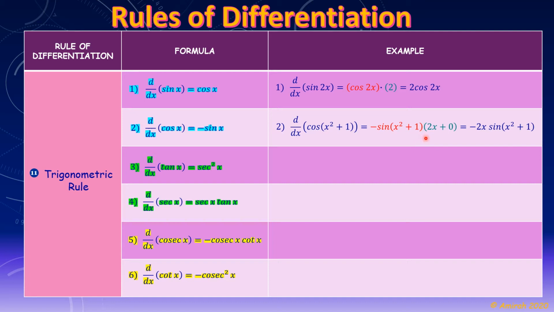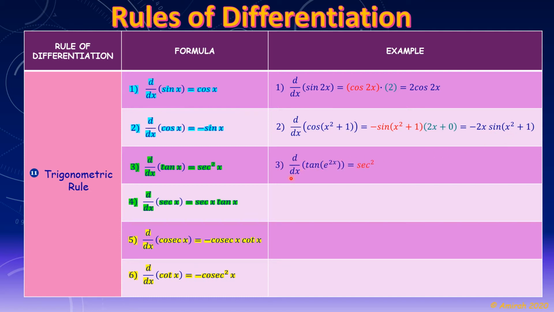But we cannot multiply 2x and x squared plus 1 because x squared plus 1 actually is a composite function with sine here. Because sine, trigo cannot stay alone. So it means that x squared plus 1 is a composite function with sine. So what we did is we bring 2x to the front. So we have negative 2x sine of x squared plus 1.